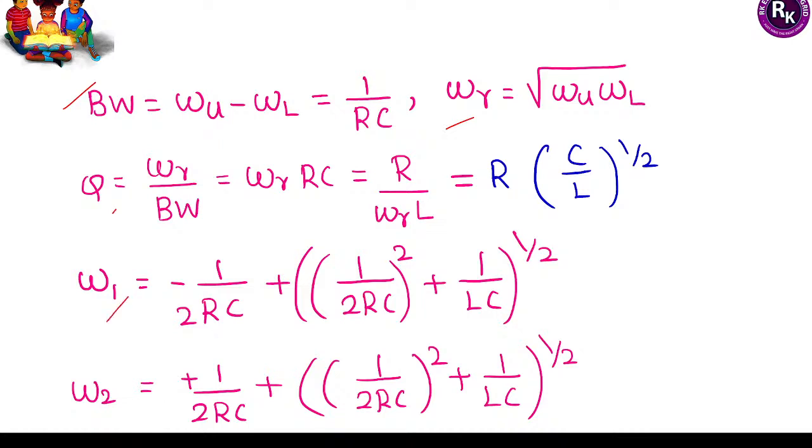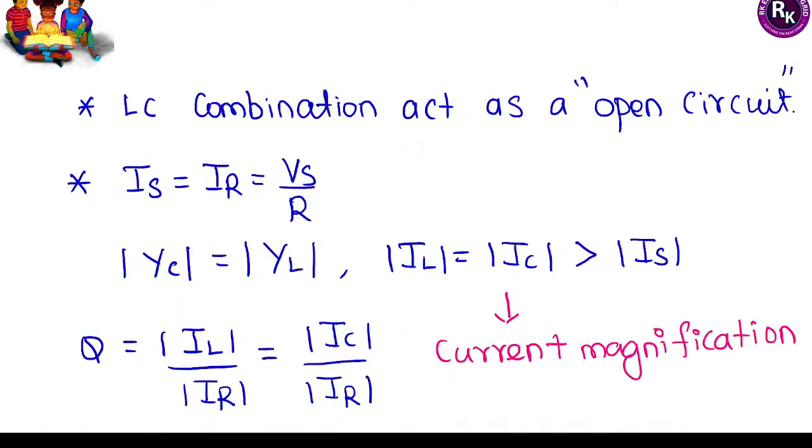Just to note it down, omega n indicates the lower cutoff frequency, and omega t indicates the upper cutoff frequency formulas. Next, this is the LC combination for a parallel circuit. In a parallel circuit, they are acting as an open circuit.